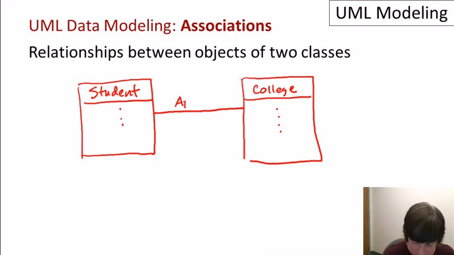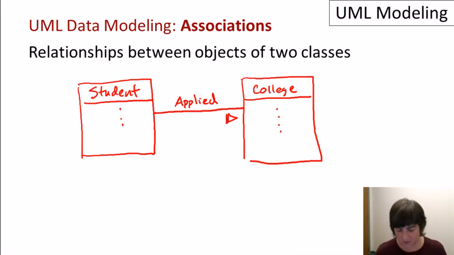So we'll call it applied. And that says that we have objects in the student class and objects that are in the college class that are associated with each other through the applied association. If we want to introduce a directionality to the relationship, so to say that students are applying to colleges, we can put in a little arrow there. That's part of the UML language, although we'll see that it doesn't really make much difference when we end up translating UML designs to relations.